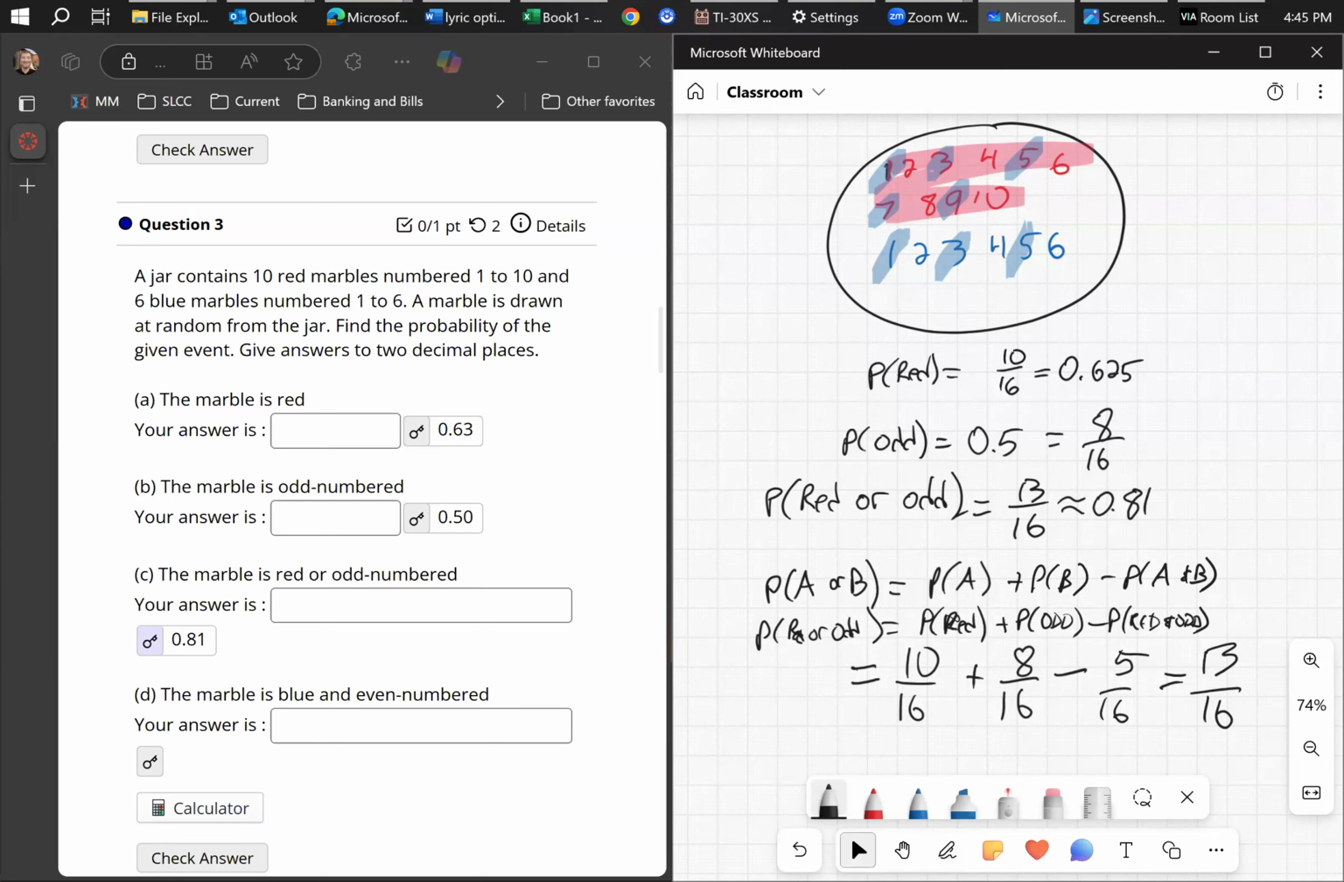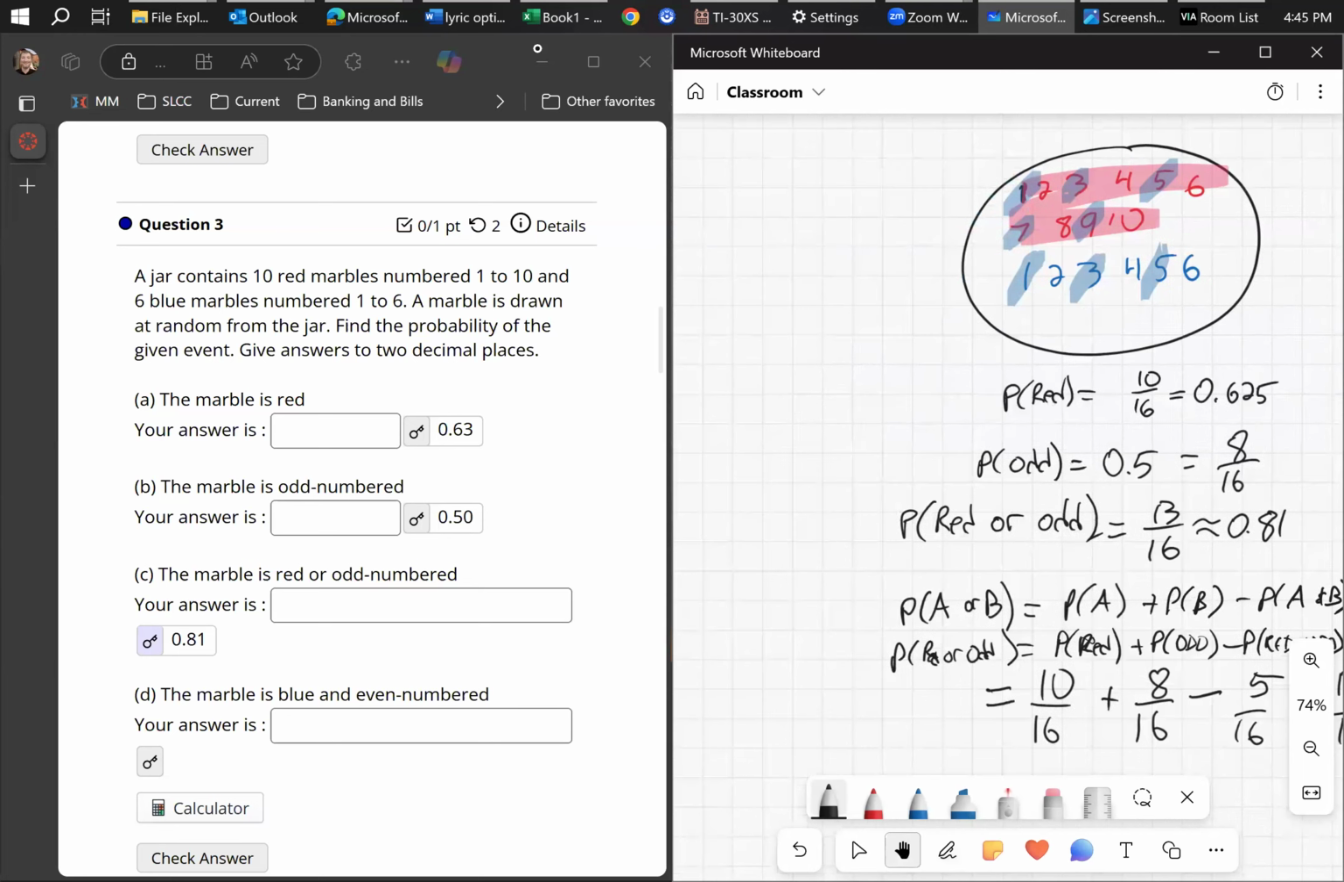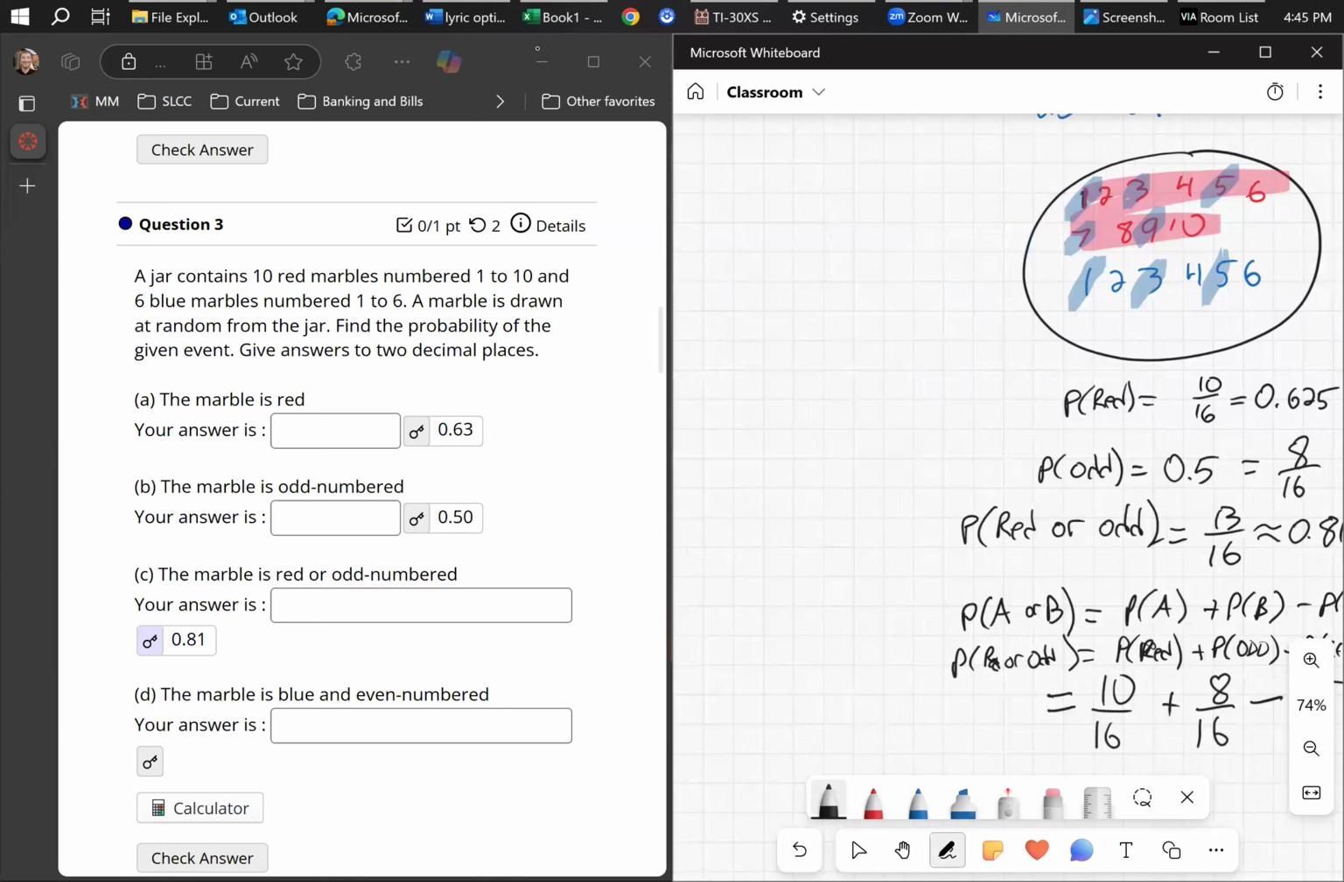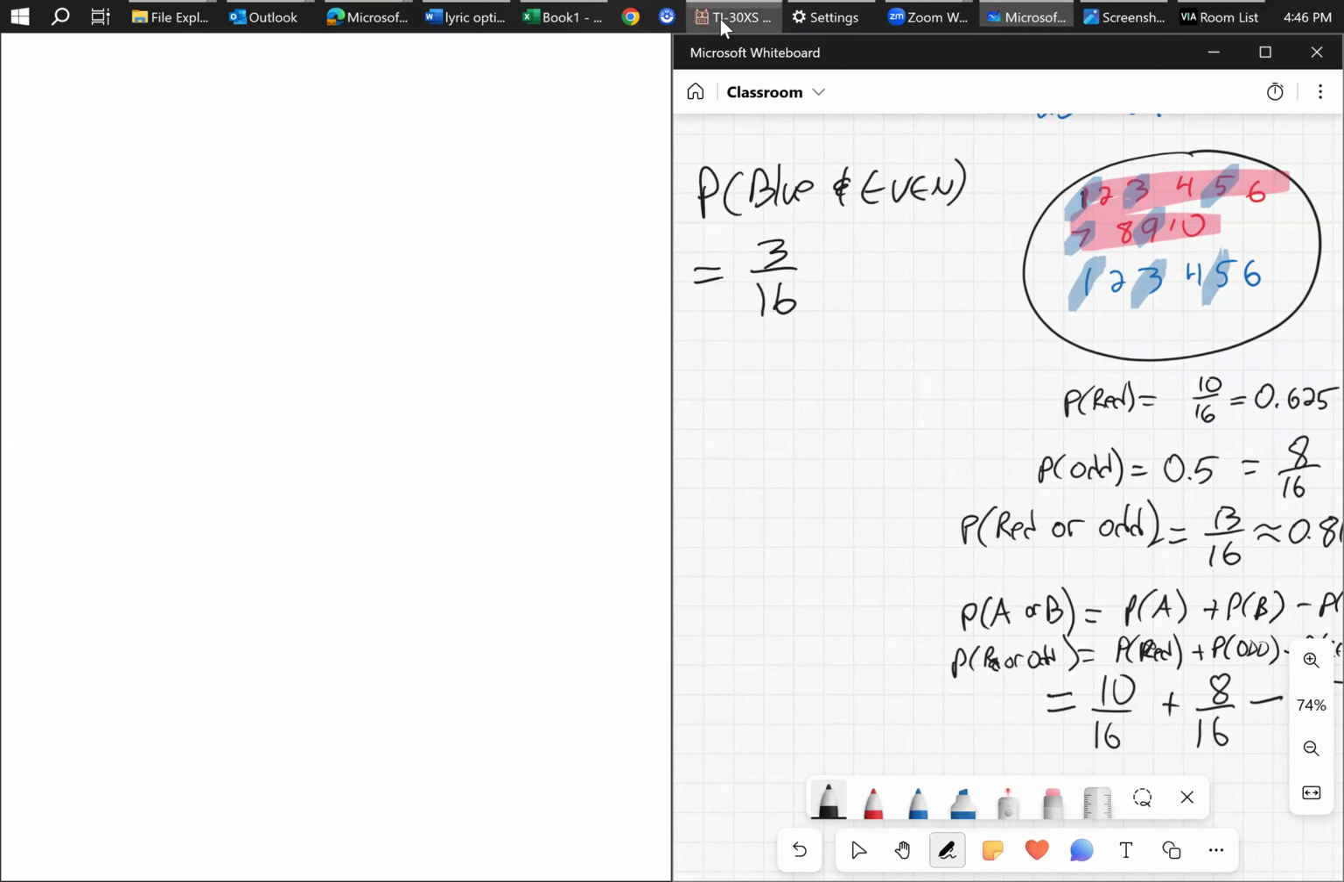Something similar happens with the and. Probability of blue and even. Well, we can just go through and look for all the blues and evens, and we see 3 of them. Those are the blues and the evens. Blue even, 3 out of 16. That's our answer. We can check 3 divided by 16.